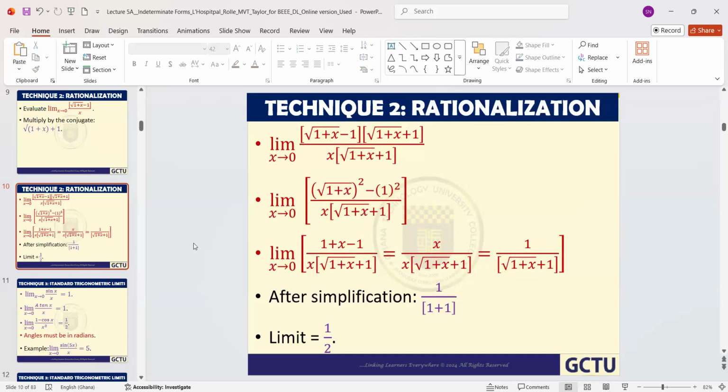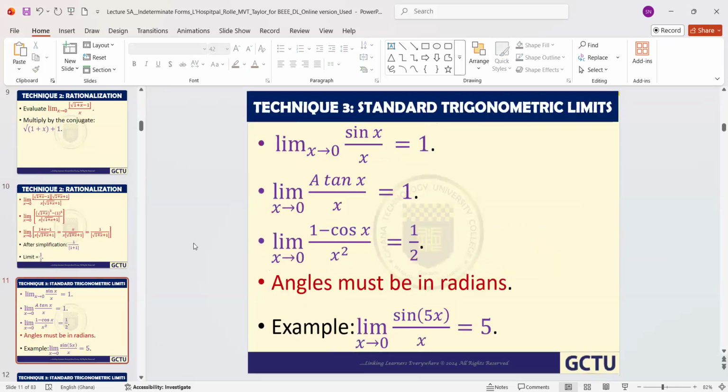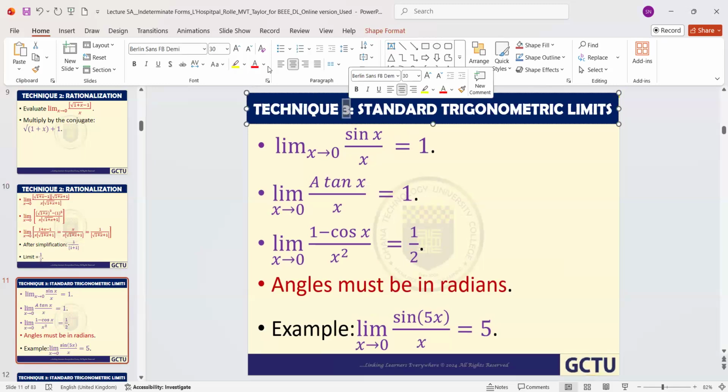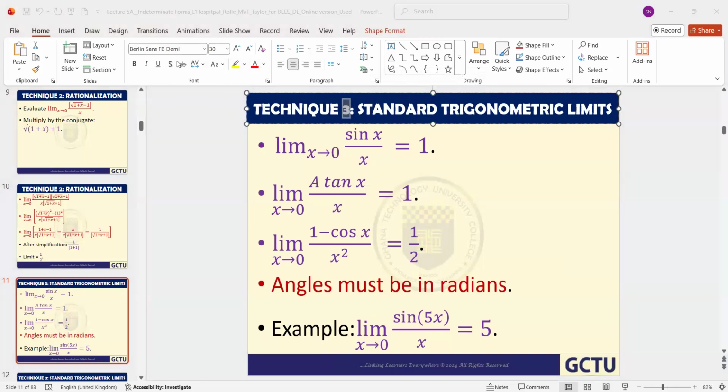Okay, so we've seen factorization, we've seen rationalization. Now the third one is to use what we call the standard trig limit. So you may be given a question and there will be trig functions in there. So when you are given that, how do you approach it? Again, this one too, I think we should try and do it ourselves. So they are telling us that there are some standards of trigs.